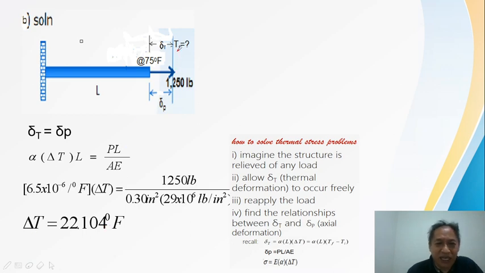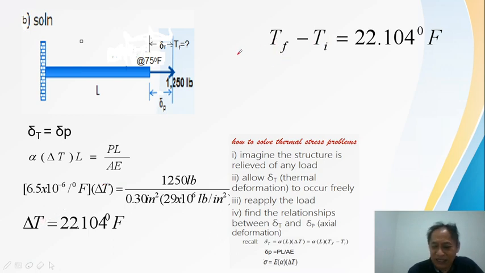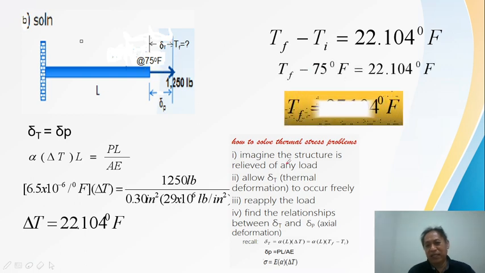But what we need is the final temperature to cause a zero stress on the body. Okay. So we have our change in temperature as final minus initial. The final is the one that is required. The initial is 75. So, the final temperature is equal to 97.104 degrees Fahrenheit. Okay, so that is how to solve a problem that involves change in temperature, stress and deformation. Basically, they are solved as that.